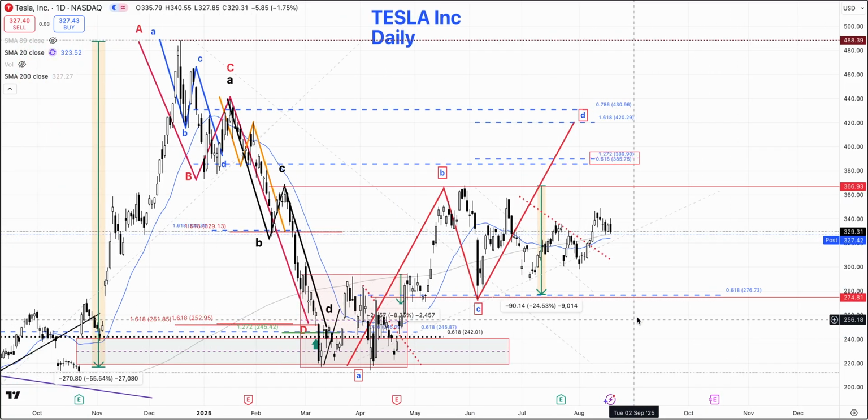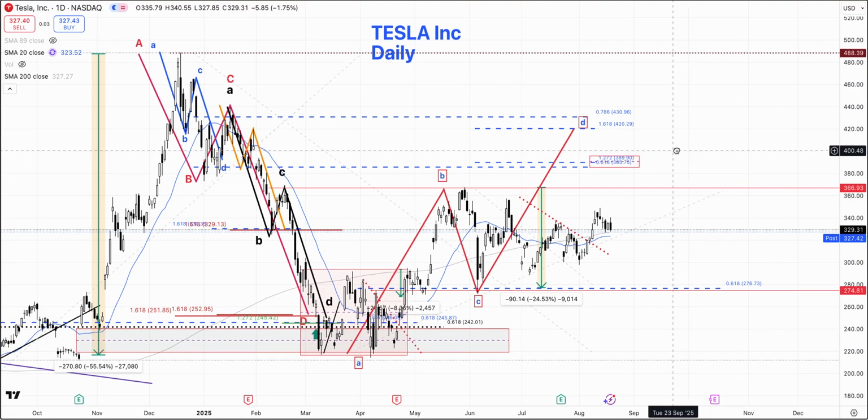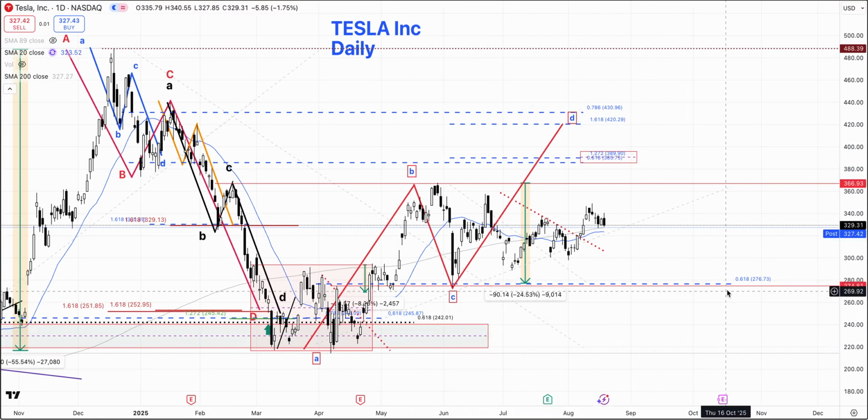It was more political around this one, but it was right at the 61.8% retracement as well. So now what it has done is basically just gone sideways, and as long as this 275 level is held, the chances are we are in this red ABCD to about 420 on the daily, and much higher on the weekly. This is how I'm looking at Tesla.